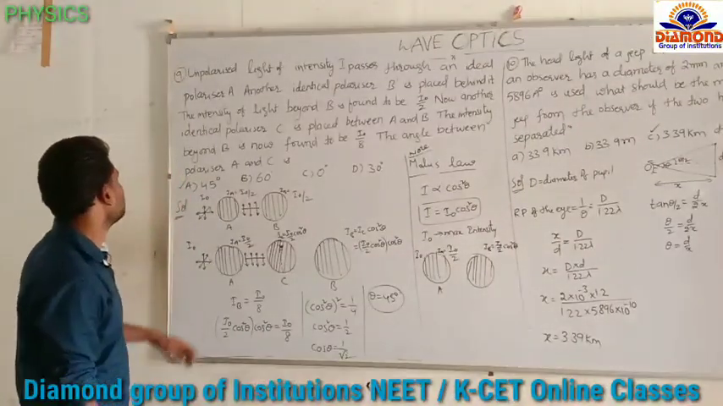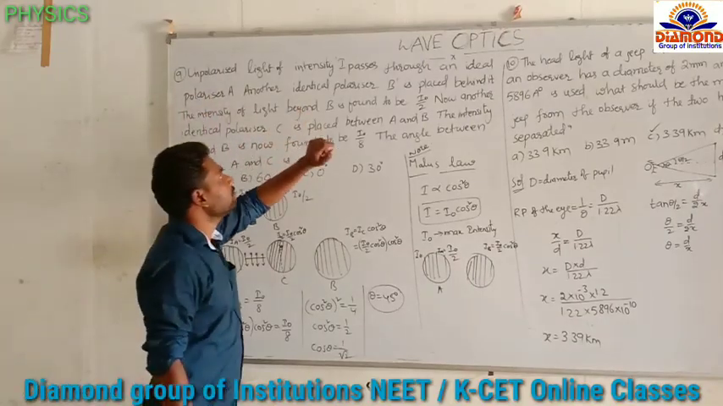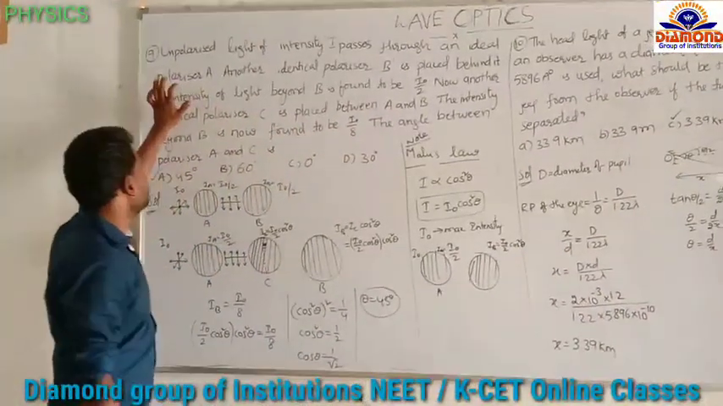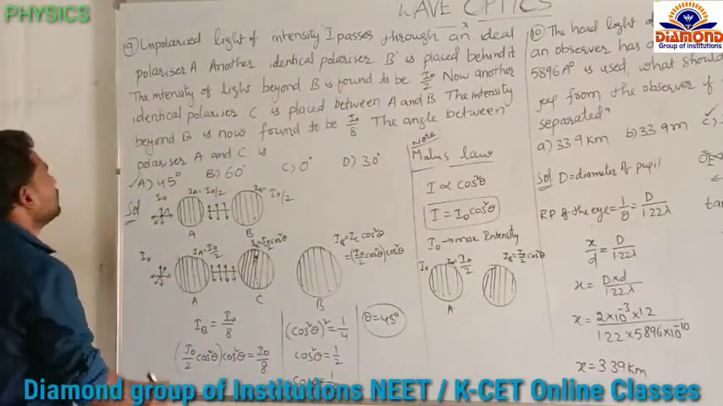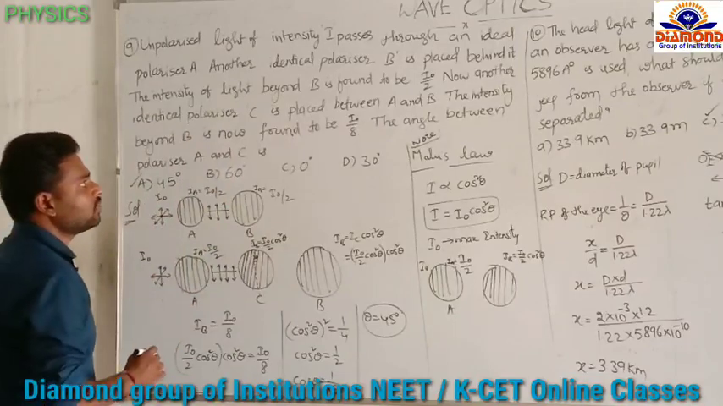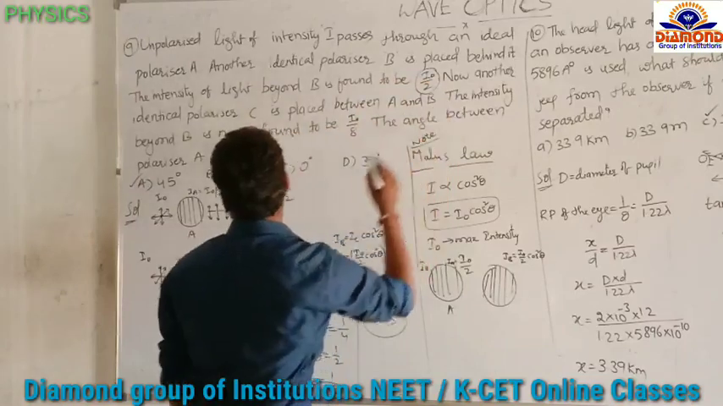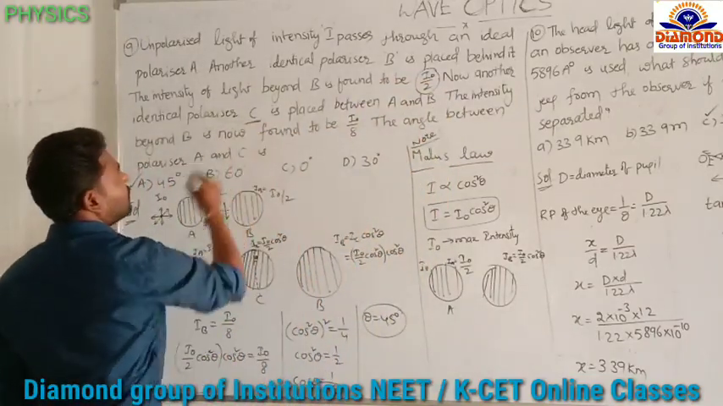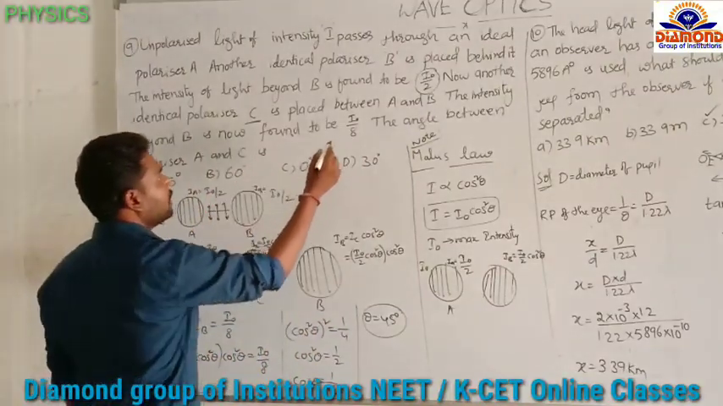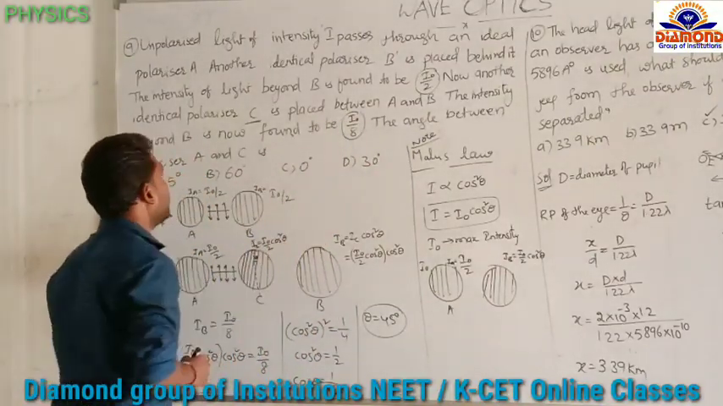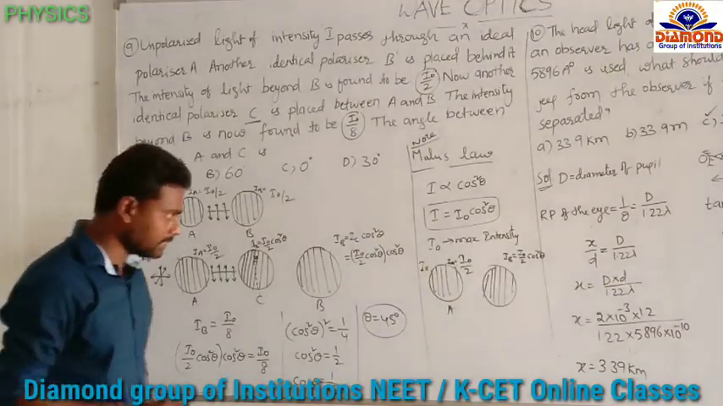Okay, the next question is: unpolarized light of intensity I passes through an ideal polarizer A. Another identical polarizer B is placed behind it. The intensity of light behind B is found to be I naught by 2. Remember this value. Now another identical polarizer C is placed between A and B. The intensity behind B is now found to be I naught by 8. What is the angle between polarizer A and C?